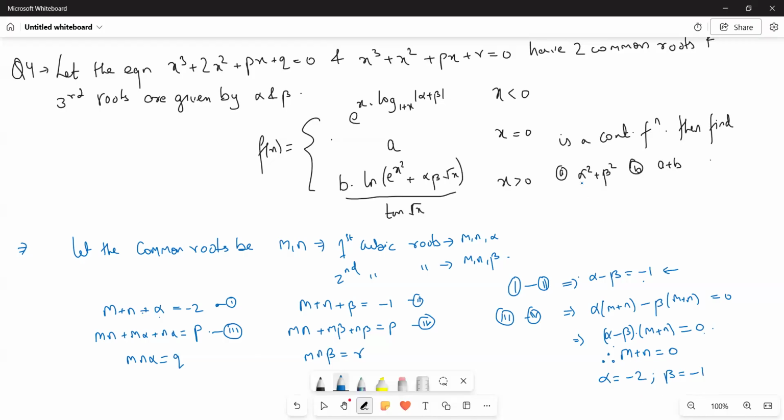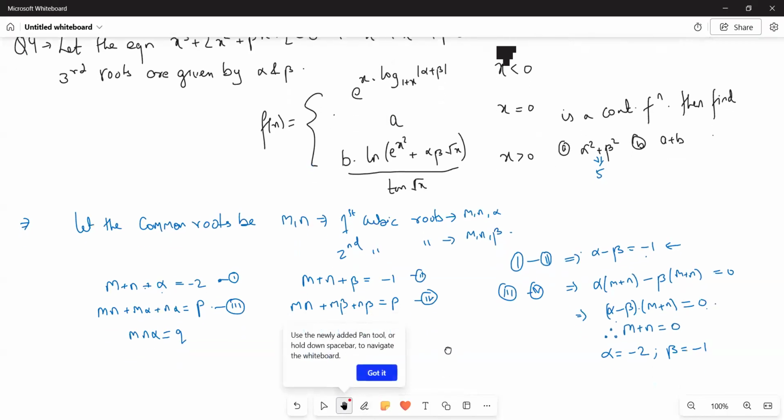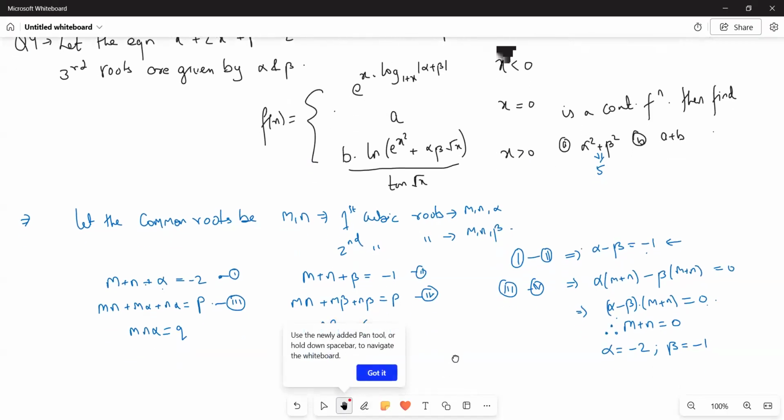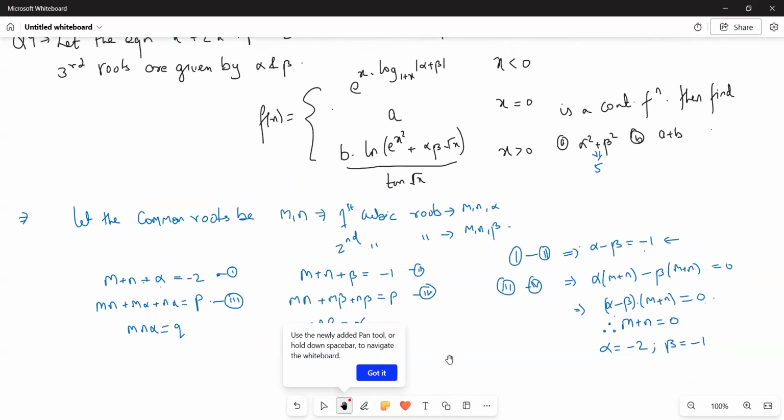So alpha beta आ गया. So alpha square plus beta square would be like 4 plus 1. So this would be 5. Now for a plus b, we'll have to go for limits and continuity. ये इसमें लगेगा a and b के calculation में. So considering that alpha is -2 and beta is -1.